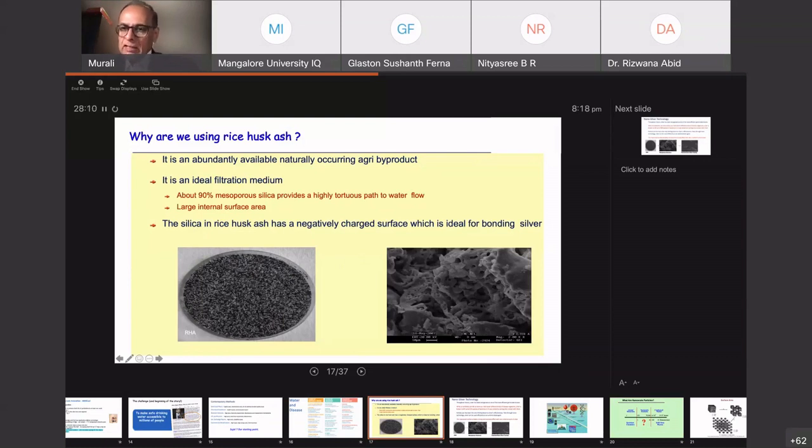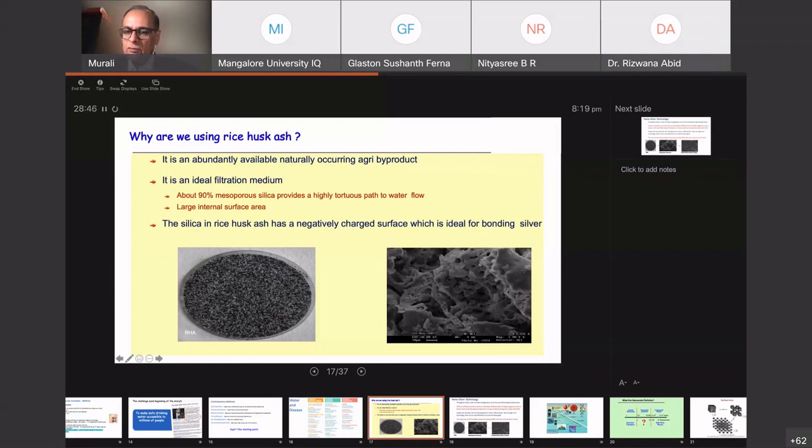But the rice plant is very different from the sugarcane plant. The reason is that the rice plant accumulates a lot of silica from the soil. So when you consume rice, you're actually consuming a lot of silica, and the silica is actually beneficial for the human system. The husk also contains a lot of silica. So when you burn it, you burn away the carbonaceous component, but you're left behind with the inorganic component, which is the silica. So this is what it looks like. After you burn the rice husk, you get this ash.